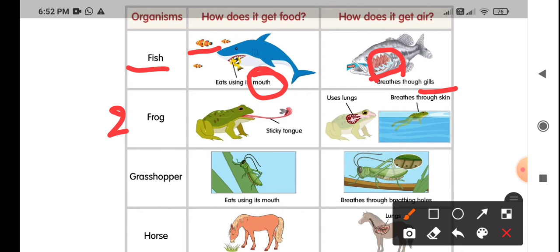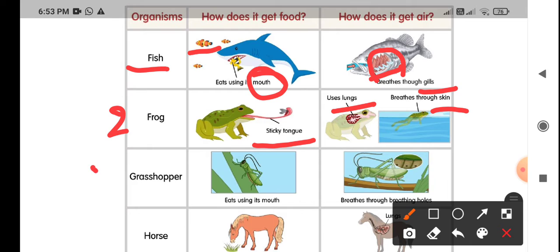And now the next animal is the frog. Just now we saw in the picture, they are using a long sticky tongue to catch their prey. Prey means what they are going to eat. You know that frogs can live in water and also on land. When they are living on land, they use their lungs for breathing, and when they are inside the water, they use their skin for breathing.